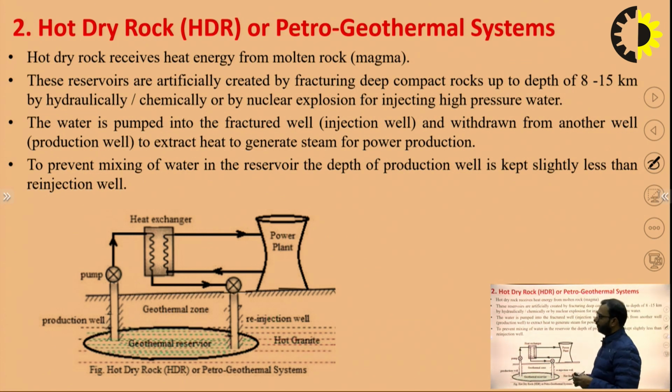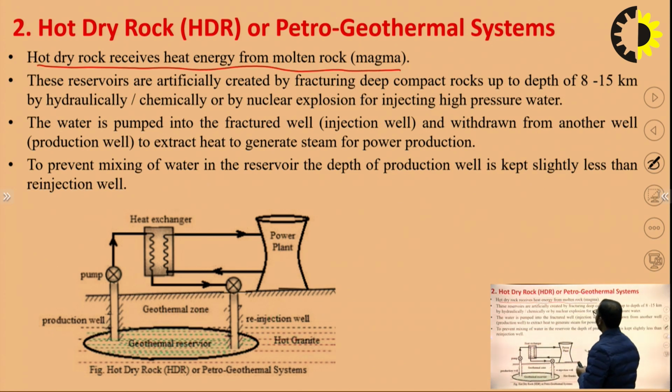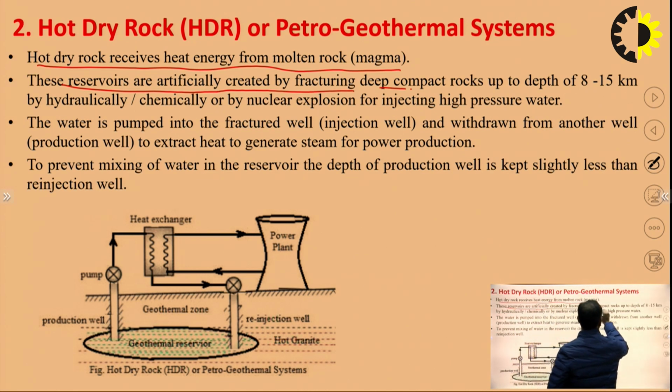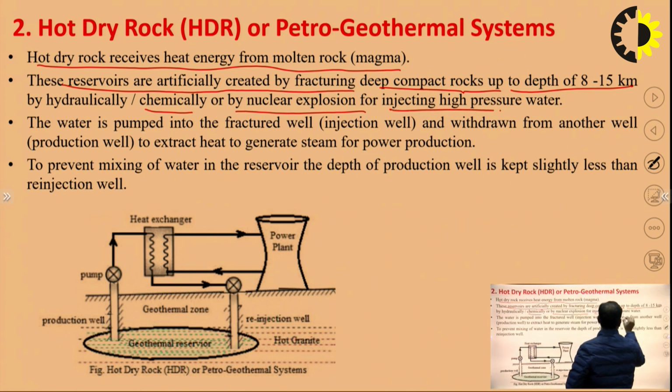Then the second type of classification of geothermal energy system is hot dry rock or HDR or petro geothermal system. In this, hot dry rock receives heat energy from molten rock known as magma, and these reservoirs are artificially created by fracturing deep compact rocks up to a depth of 8 to 15 km by hydraulic, chemical or nuclear explosion for injecting high pressure water.